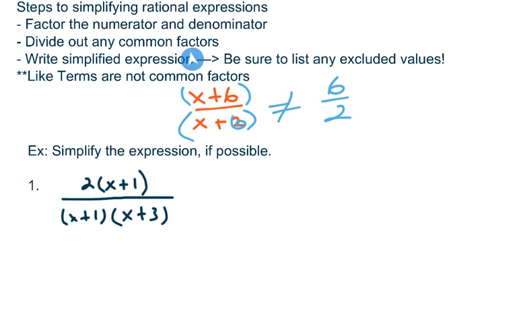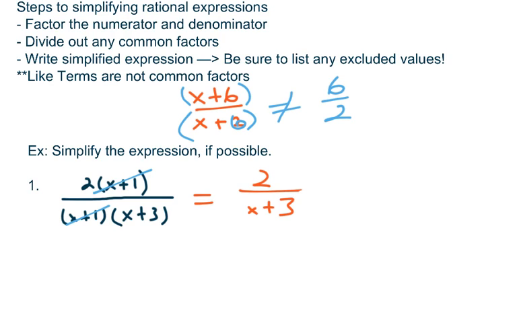Now we can go ahead and divide out any common factors. There is one common factor here, x plus 1. The numerator and denominator both have x plus 1, so the x plus 1s cancel out. That's the only thing that we can simplify. So our final answer here is going to be 2 over x plus 3. You don't really need parentheses around the x plus 3. I'll put it in there just so I have it, but if it's just a single binomial, you don't really need parentheses around it.